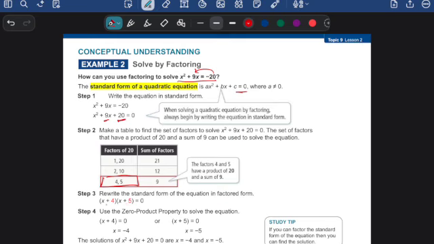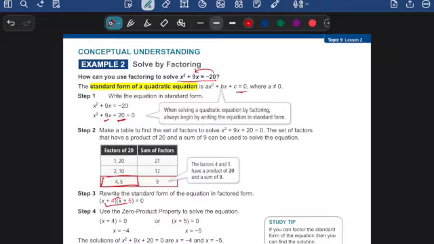You can double check by distributing. X times x gives me x squared. X times 5 gives me 5x. 4 times x gives me 4x, 5x's plus 4x's is 9x, and 4 times 5 gives me 20. So you can check quickly that you factored it correctly.